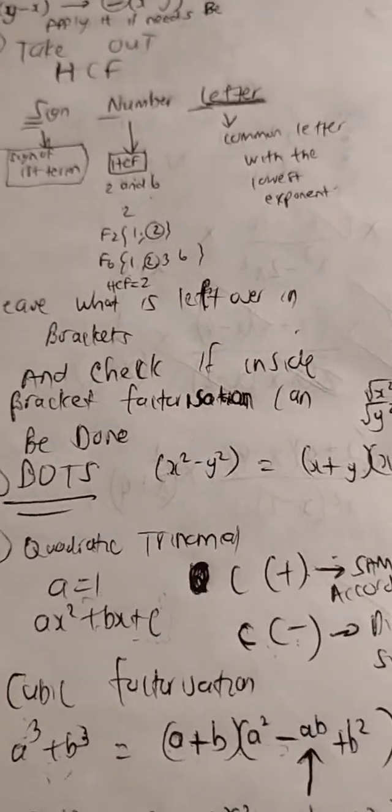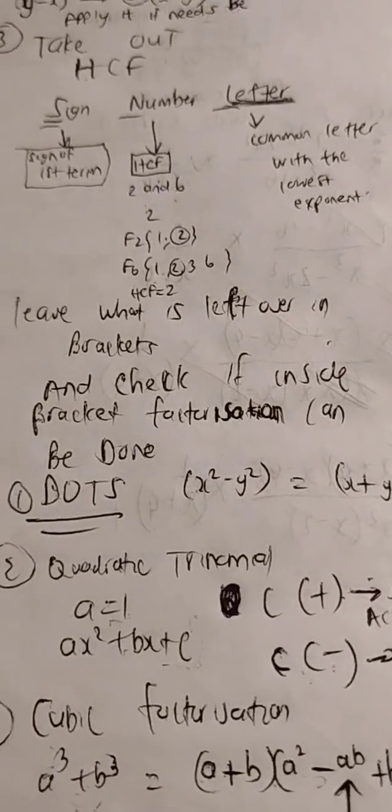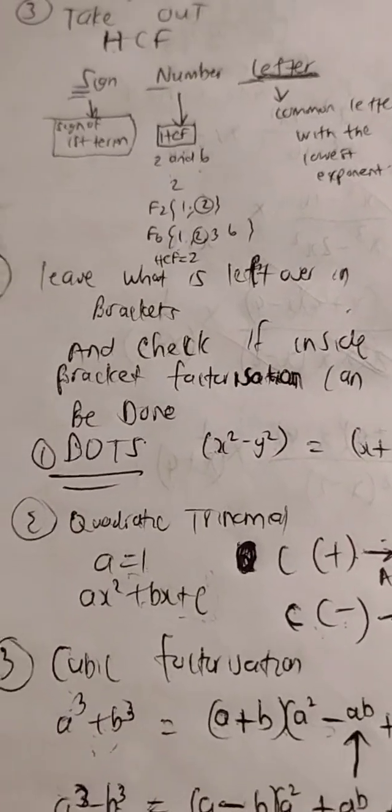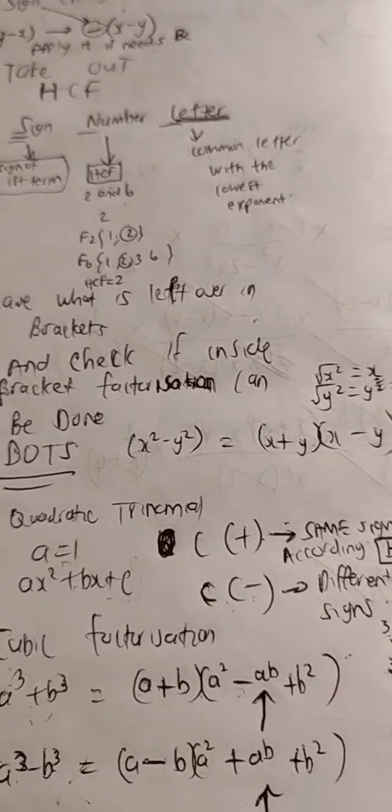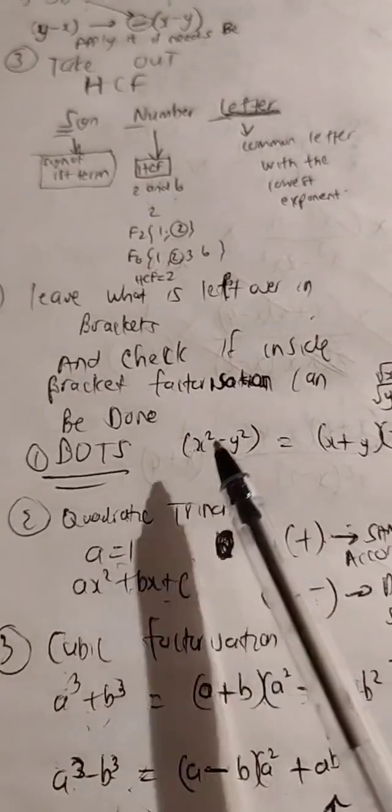If inside those brackets there are like terms that need to be added and subtracted, we add and subtract those like terms. We sort out anything that is within the brackets that basically needs to be simplified, and then we know that we are done.